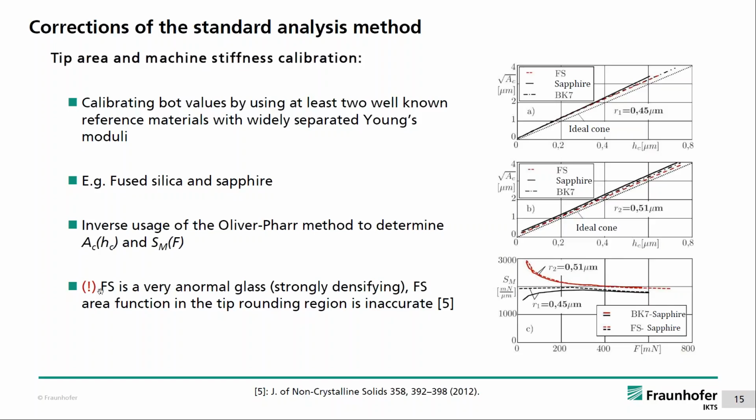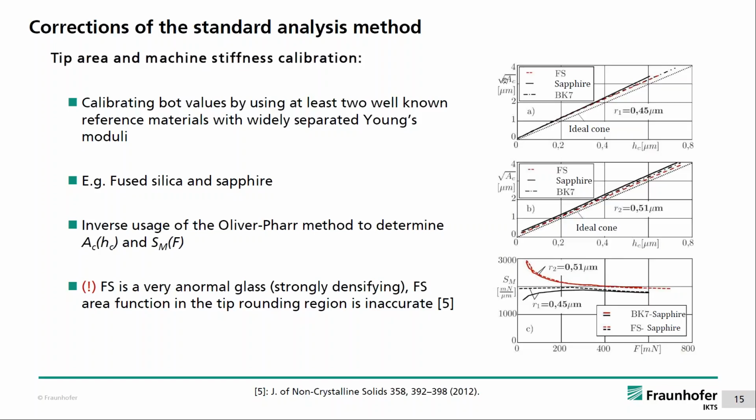There's one thing I have to say. Silica, what's most commonly used, is a glass, and a very anomalous glass, so it strongly densifies during indentation. So there can be small errors at very low indentation depths if you calibrate with silica. You have to take this into account. If you really go for very, very low indentation depths, it's maybe better to calibrate with sapphire or other glasses like BK7.